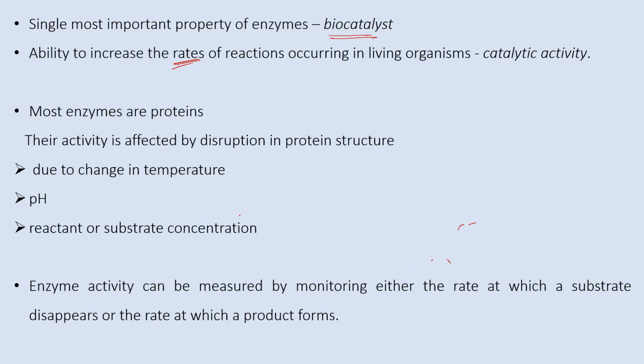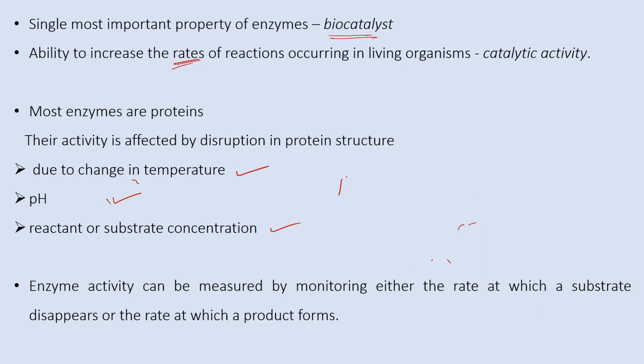But what are the parameters which are going to change or disrupt the structure of the protein? It is change in temperature, it is change in pH, and it is the reactant or the substrate concentration that is going to affect the activity of the protein. It is also going to affect the structure of the protein. Okay, so enzyme activity can be measured by monitoring either the rate at which a substrate disappears or the rate at which the product forms.